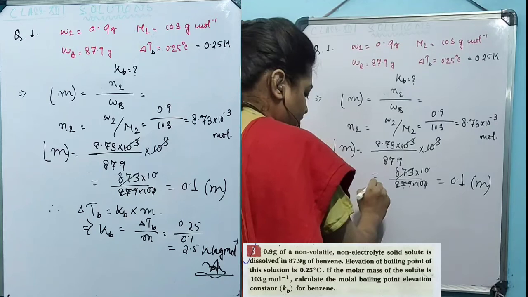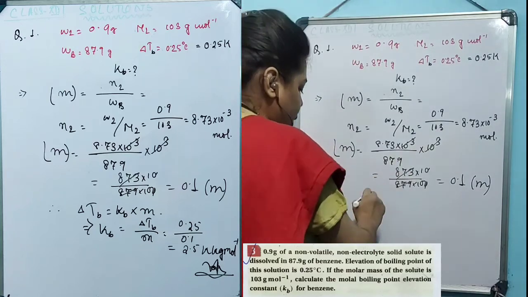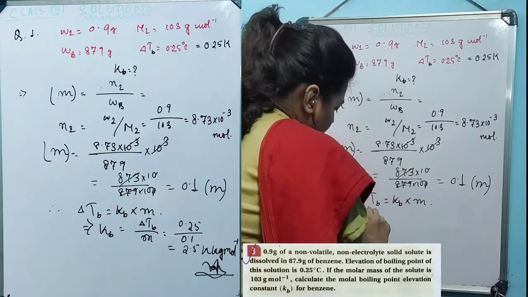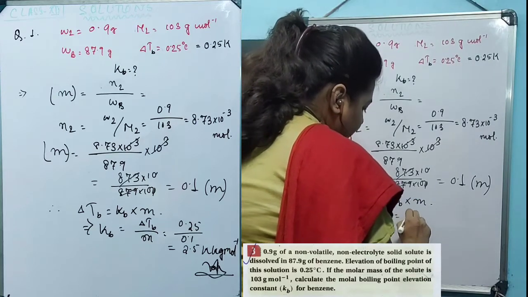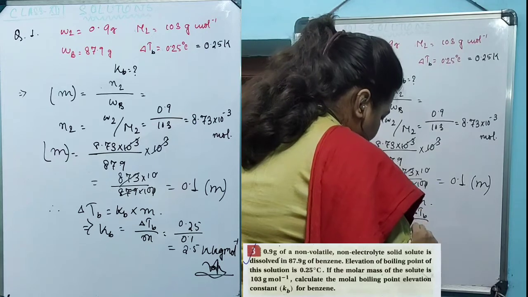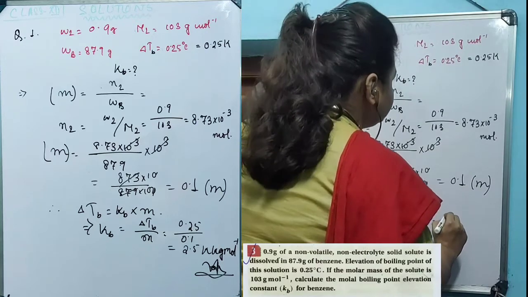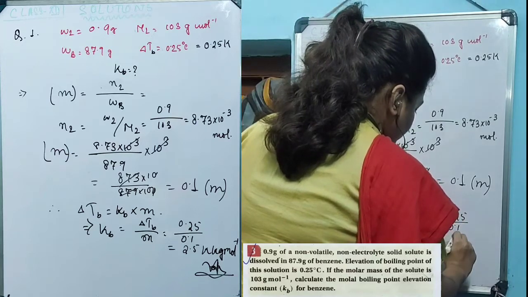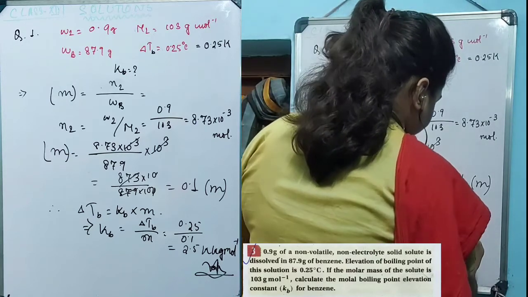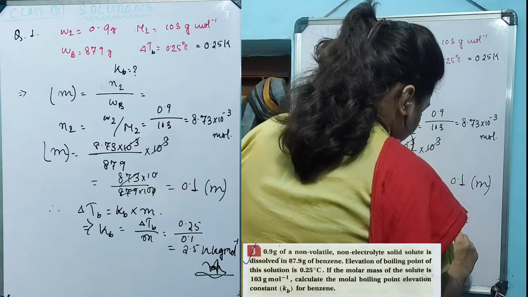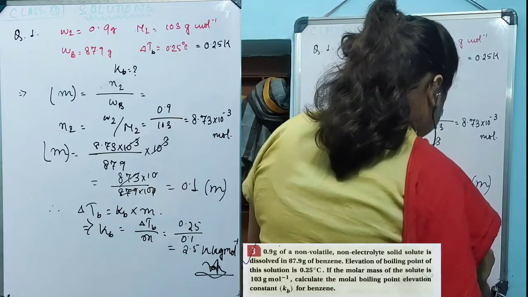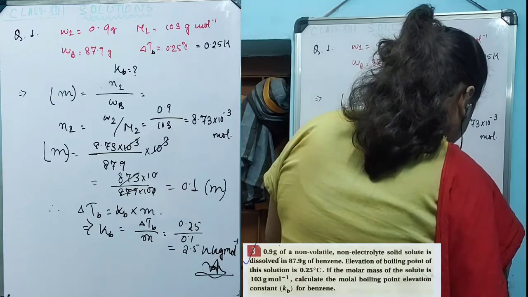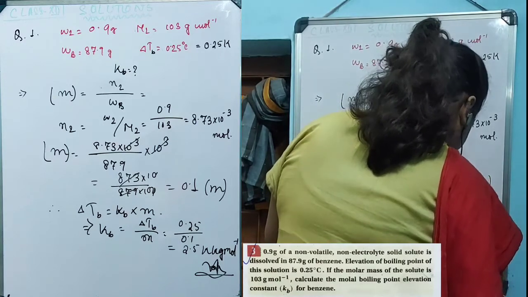Therefore, we can write from the equation of boiling point elevation, delta TB equals Kb multiplied by molality, or Kb equals delta TB by molality. Delta TB is 0.25, molality is 0.1, therefore Kb is 2.5 Kelvin kg mole inverse.